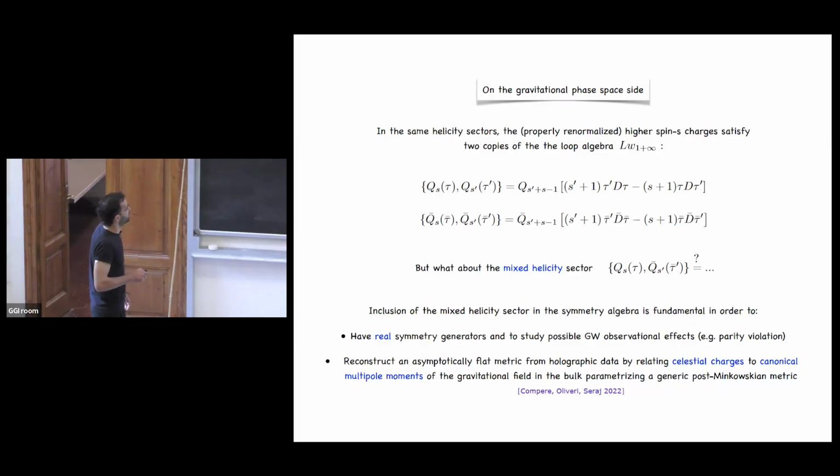So between themselves, they close this beautiful algebra, but somehow it has been swept under the rug what really happens when you go to the mixed helicity sector. In self-dual gravity, we somehow know how to compute this bracket from celestial space, but from the full gravity point of view, in the gravitational phase space point of view, this is an open problem.